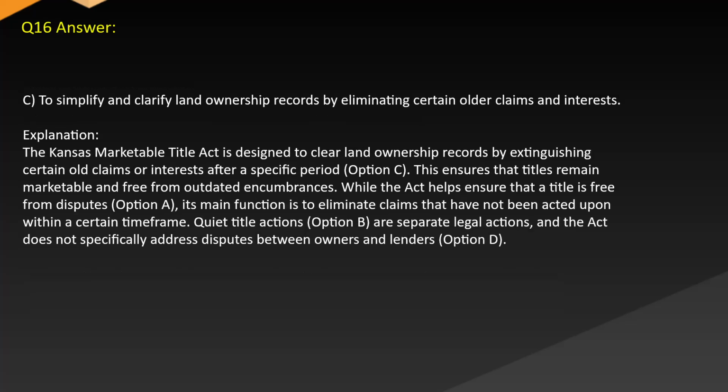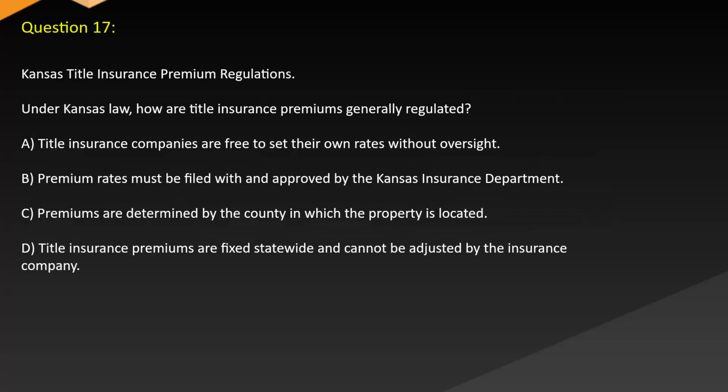Answer: C. To simplify and clarify land ownership records by eliminating certain older claims and interests. Explanation: The Kansas Marketable Title Act is designed to clear land ownership records by extinguishing certain old claims or interests after a specific period. Option C. This ensures that titles remain marketable and free from outdated encumbrances. While the Act helps ensure that a title is free from disputes, Option A, its main function is to eliminate claims that have not been acted upon within a certain time frame. Quiet title actions, Option B, are separate legal actions, and the Act does not specifically address disputes between owners and lenders. Option D.